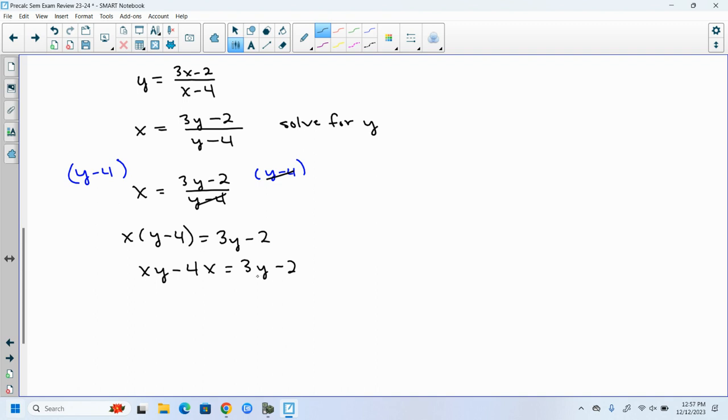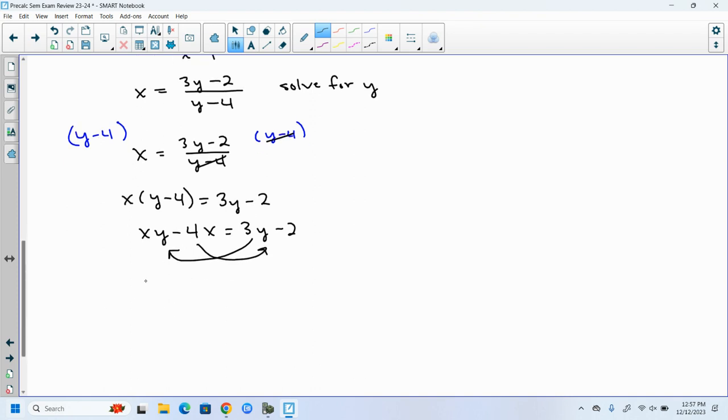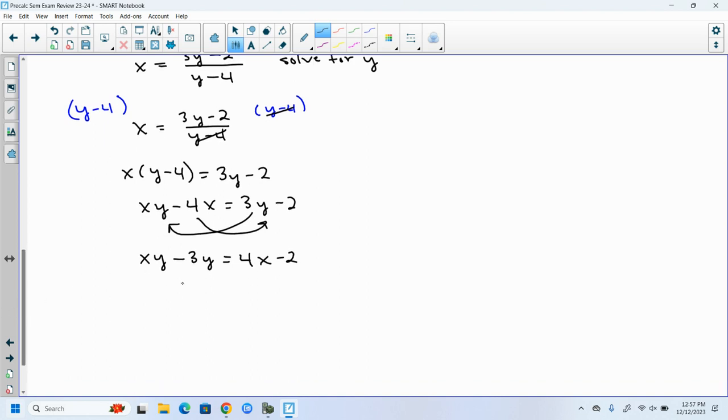We got 2 terms of the y. We want to get those both on the same side, everything else on the other. I am going to subtract 3y to take it over here, and I'm going to add 4x to take it over there. That gives me xy minus 3y equals positive 4x minus 2. This is where we factor out the y. And now I divide by x minus 3. So now that gives me my inverse function of 4x minus 2 over x minus 3.